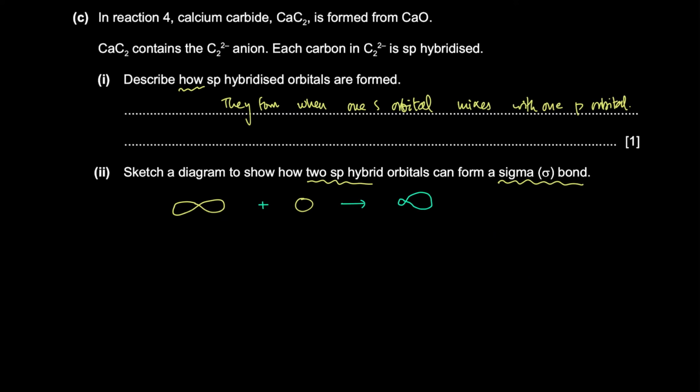Now the question is saying, how do two sp hybrid orbitals combine to form a sigma bond? So let's say that I have one sp orbital here, right? And I have another sp orbital over here, right? And here I have the nucleus. Now when these two orbitals combine, what do I end up making? I end up making a sigma bond. Like that, okay?